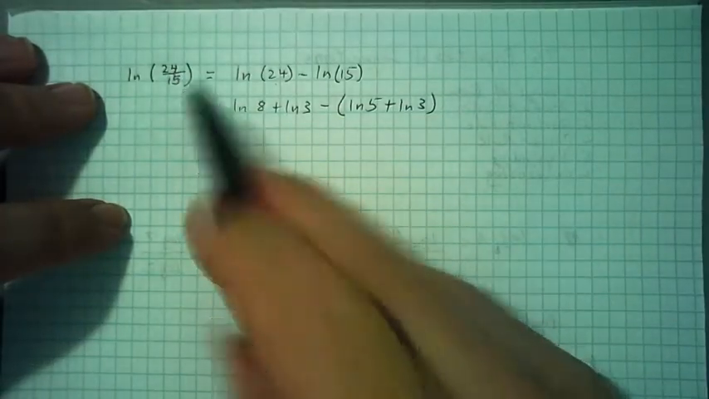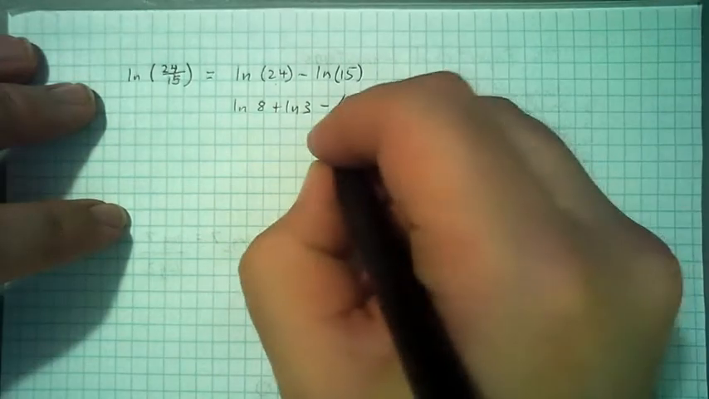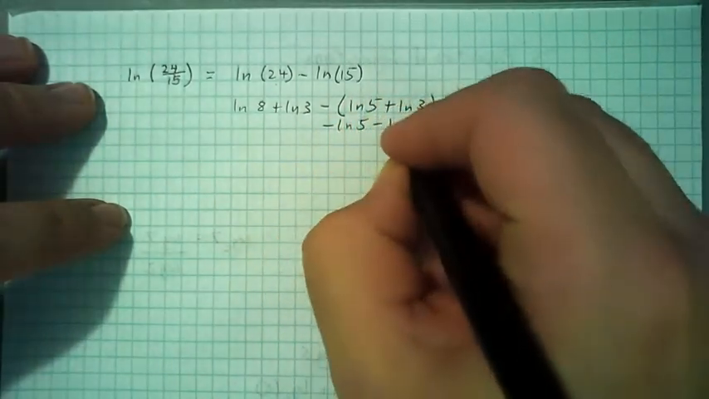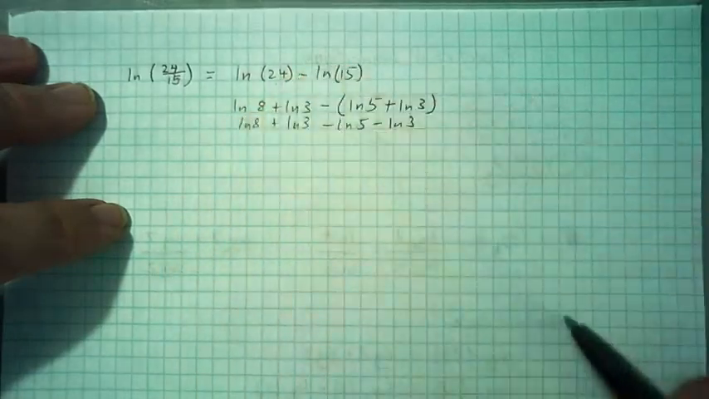Now here, just like we could have reduced before, you'll notice the ln of 3 here minus the ln of 3 over here, if we distribute that negative sign, is going to cancel, which is why I was saying this is probably not my best example.